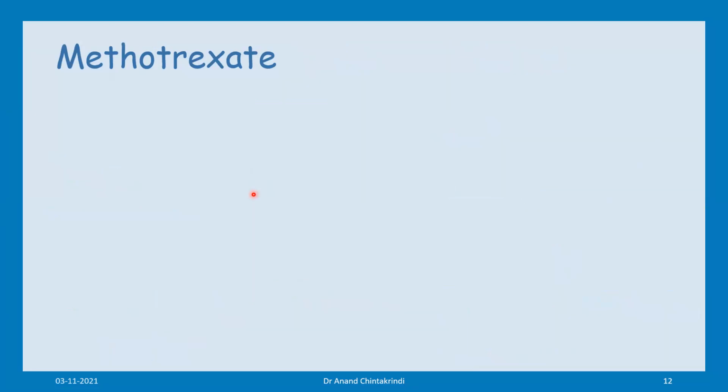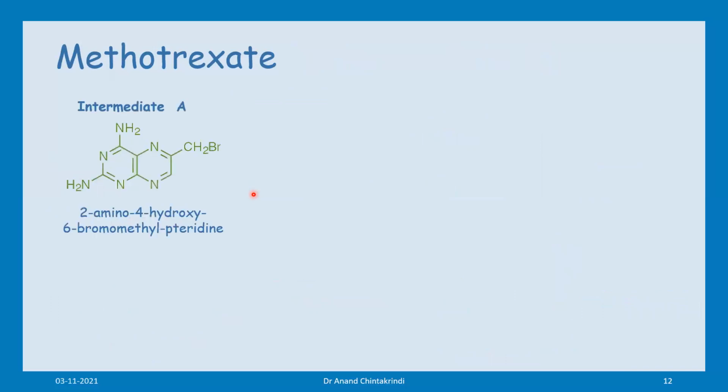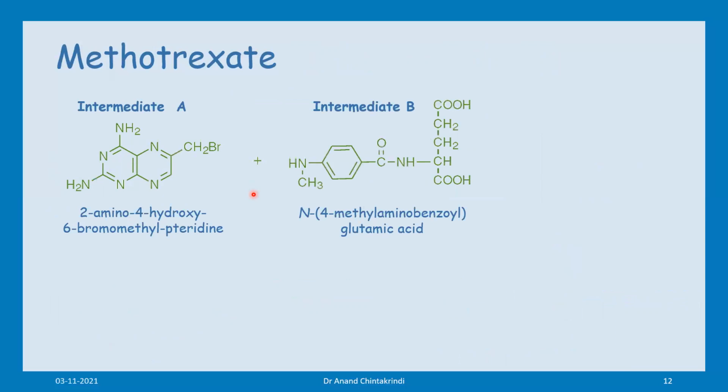Now, when you combine this intermediate A, which is the pteridine part, and the glutamic acid part, intermediate B, you get the actual drug methotrexate.